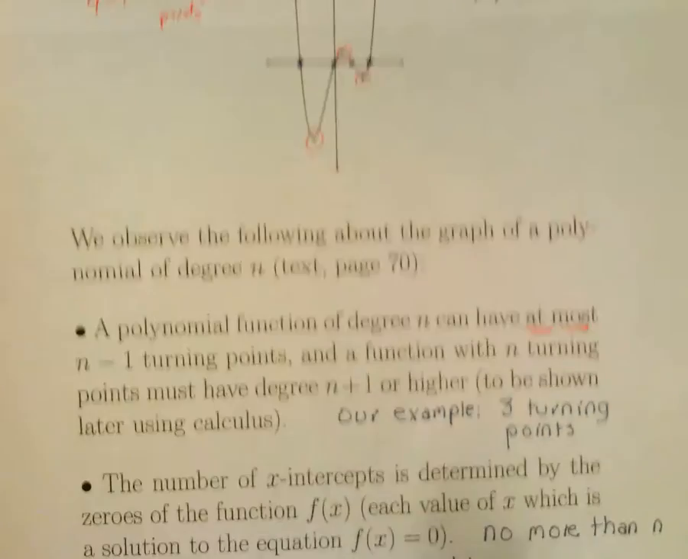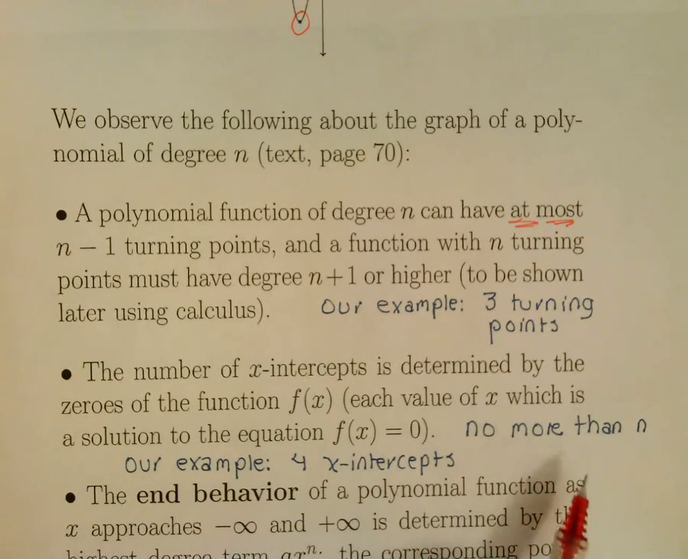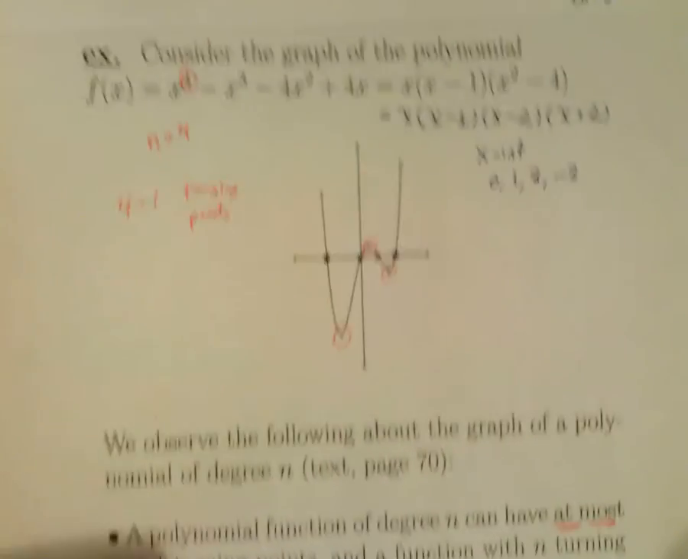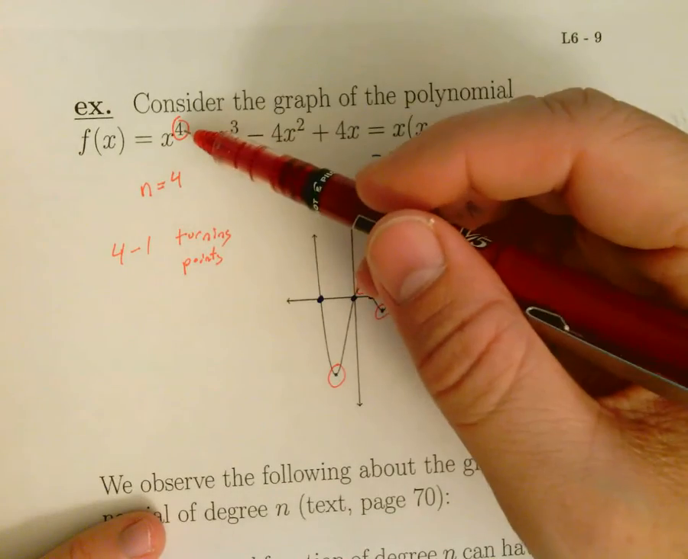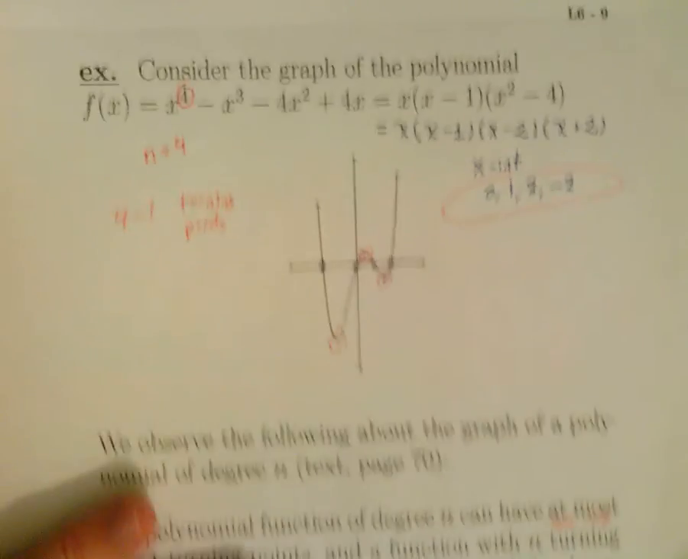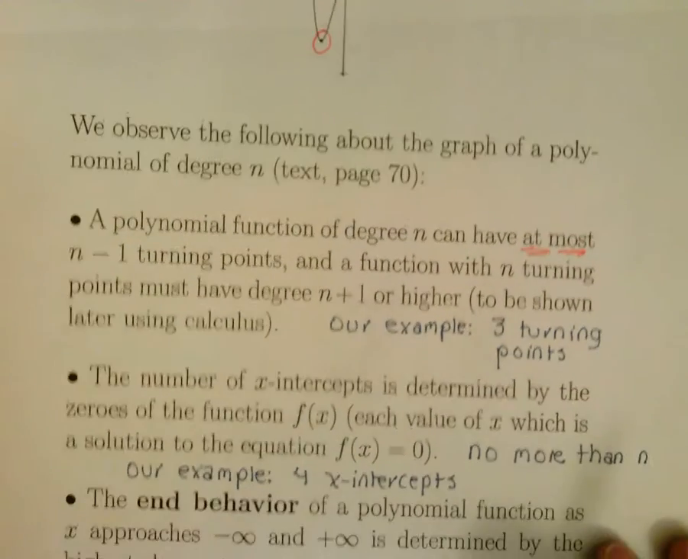Now the number of intercepts is determined basically by the zeros. So you can never have more than n. In our case, n is equal to 4, and we actually had 4 intercepts. Again, could be less, but it's no more than 4.